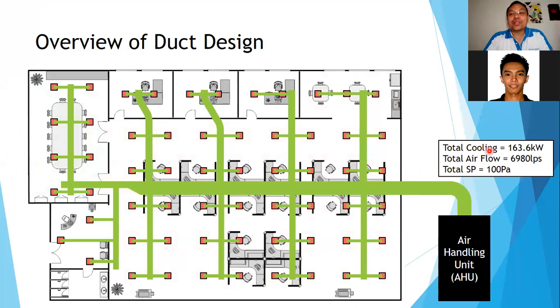With those 3 things, your total cooling, total airflow, and total external static pressure, you can now give these to Daikin, to Carrier, to York, to your air handling or aircon supplier. They would ask you for these 3 things. After you give them these 3 things, they will be able to size up equipment.